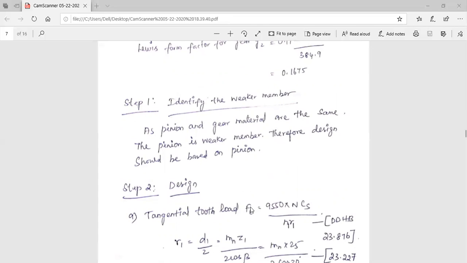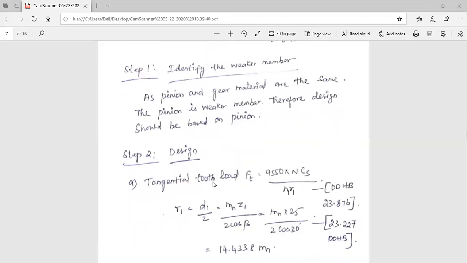In step two, design. Design is how we consider the load. After that, module dimensions. Based on the load and the module, we find the dimensions and design the helical gear. First step, tangential tooth load.